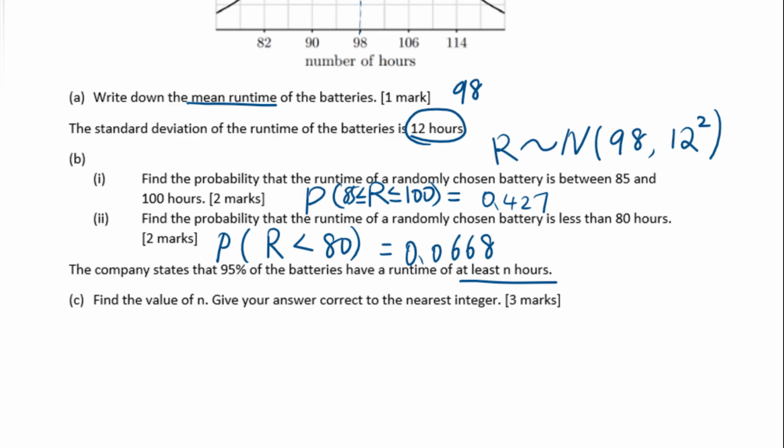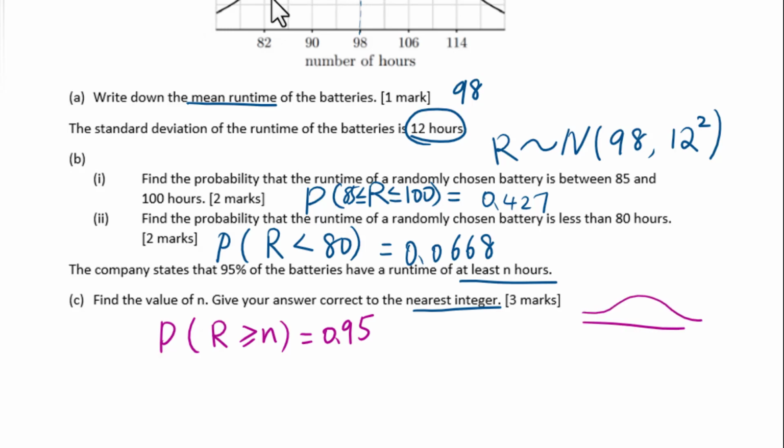The company states that 95% of the batteries have a runtime of at least n hours. Find the value of n. Give your answer correct to the nearest integer. Probability of R greater than or equal to n equals 0.95. We have to use inverse normal to figure out this n.